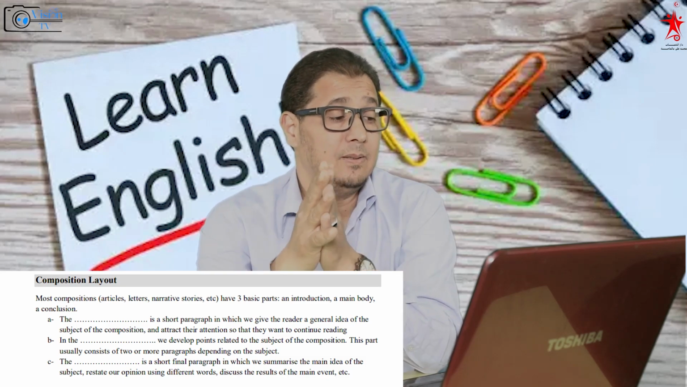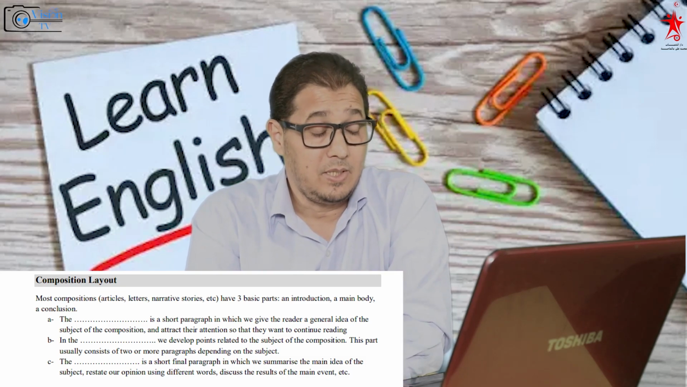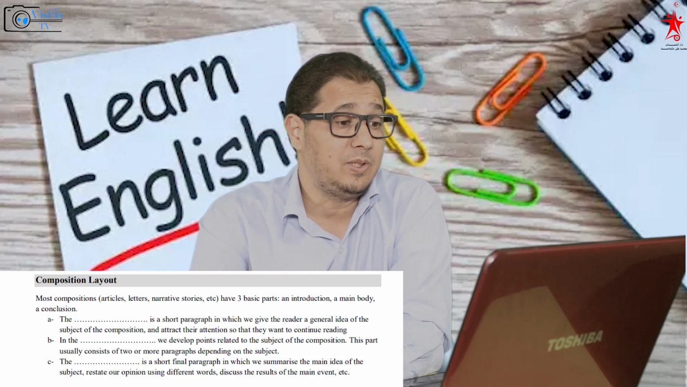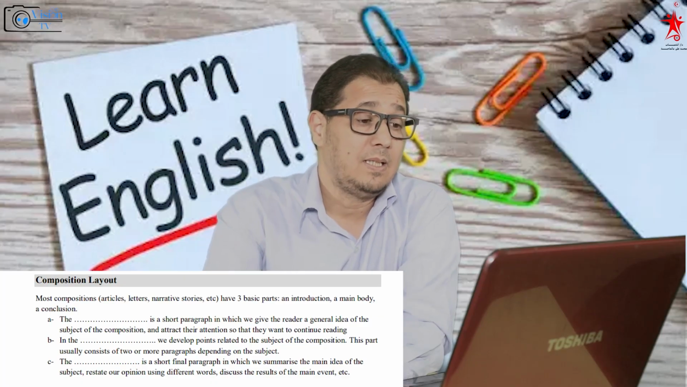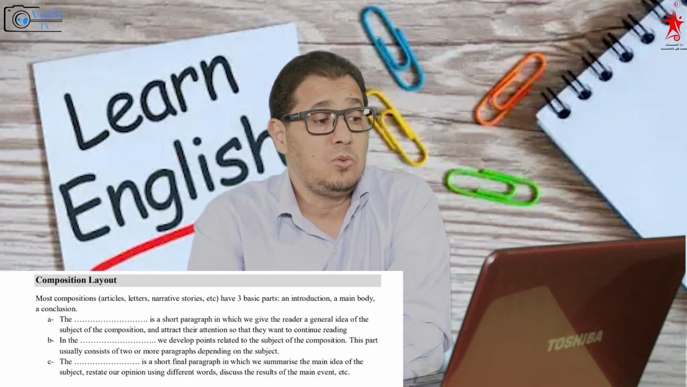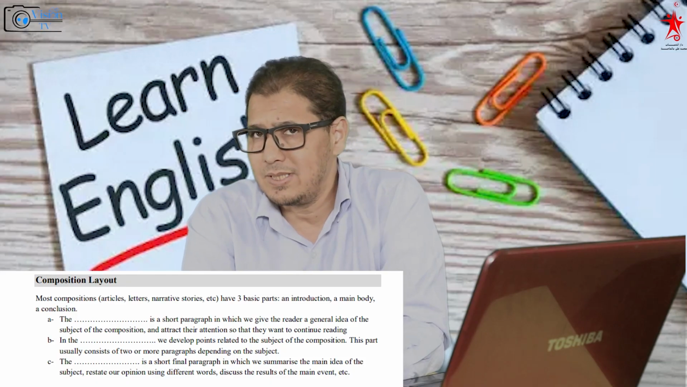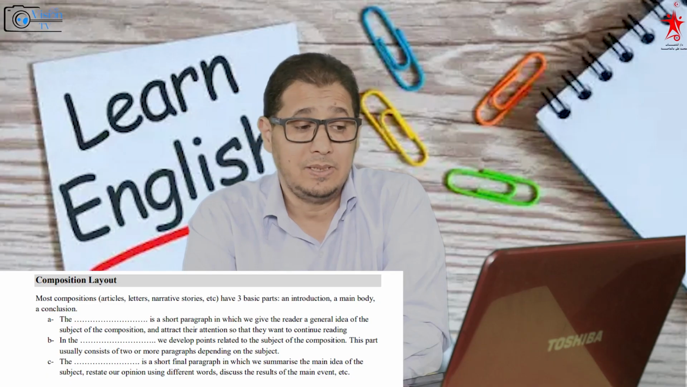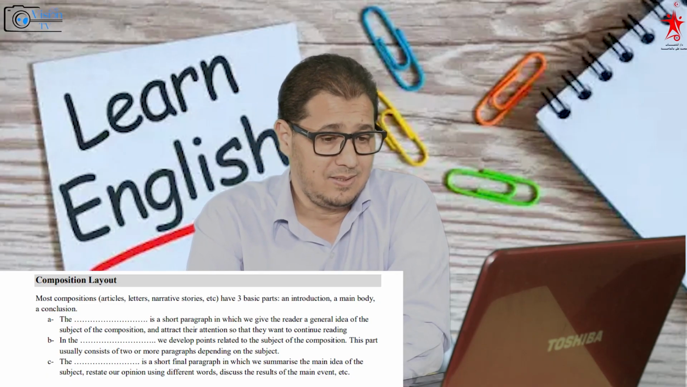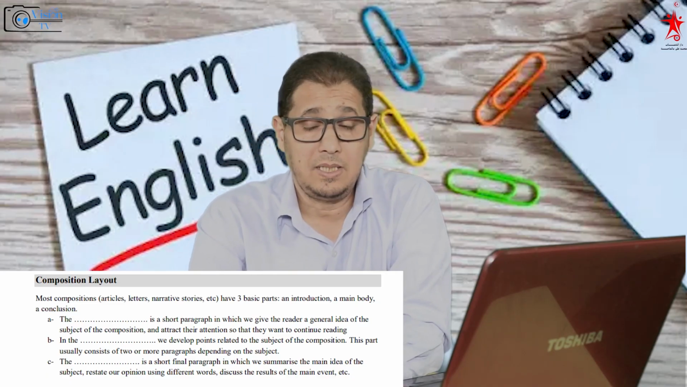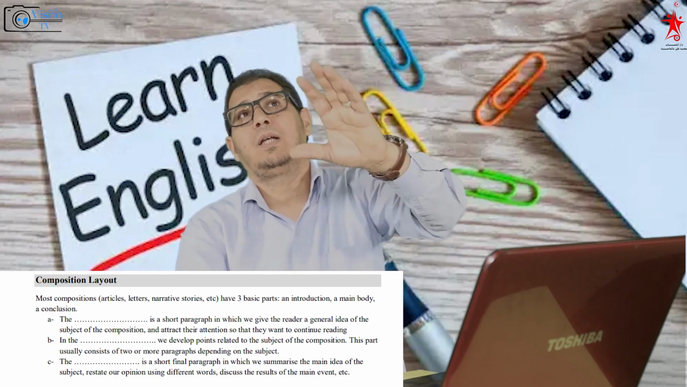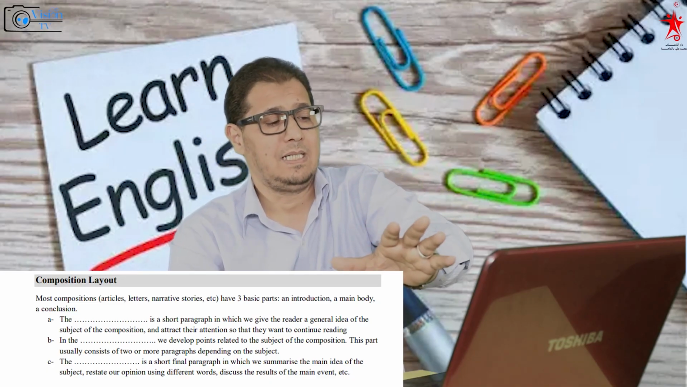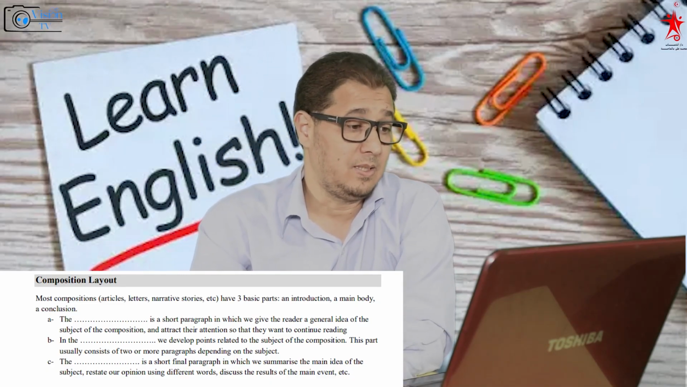The second part is the body. In the body we develop points related to the subject of the composition, of course. It's the time where you develop the specific topics that you are going to write about. It usually consists of 2 or more paragraphs depending on the subject. Of course, in the Bac exam you are asked to write 12 lines, so it's not a good idea to exceed these 12 lines. So you can say for example introduction 2 or 3 lines, body for example 7 lines, 8 lines, and 1 or 2 lines for the conclusion.